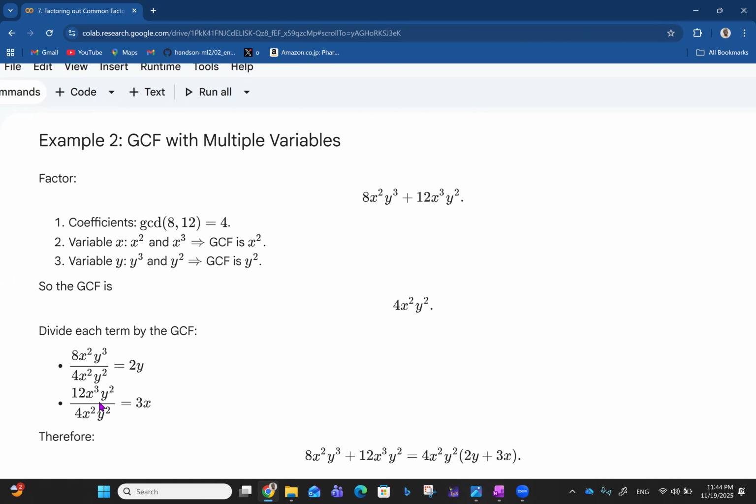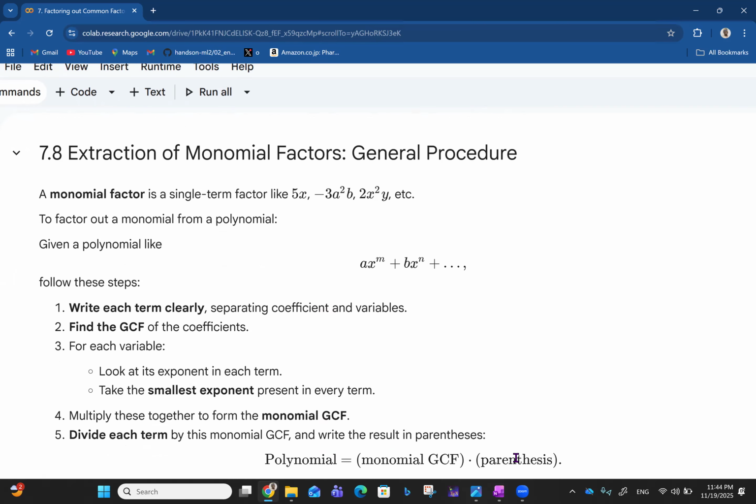12 over 4 is 3. X squared in x cubed, that's x. Y squared cancels y squared. So we have 8x squared y cubed plus 12x cubed y squared equals 4x squared y squared into 2y plus 3x, like that. Then we can talk about extraction of monomial factors.